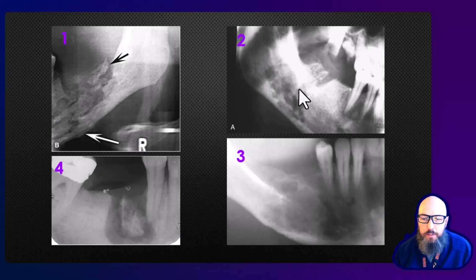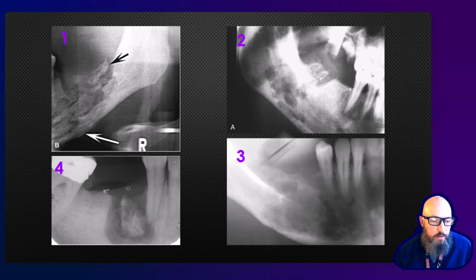In this case, we see a somewhat irregular, but well-defined radiolucency. It's also surrounded by ill-defined sclerotic bone, so that's a classic sign that there's an infection going on. This one has a lot of inflammatory sclerotic bone around it, but right here it looks very radiolucent. And this is what the book talks about as being an acute osteomyelitis.